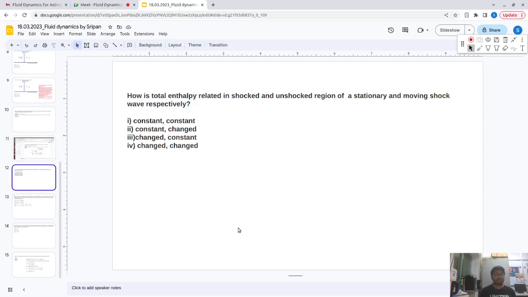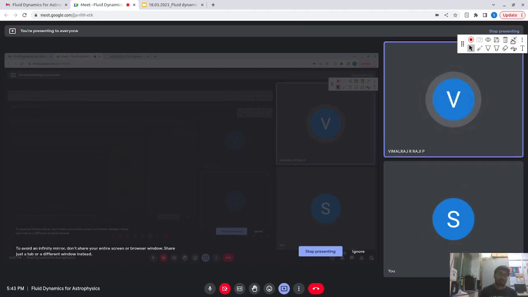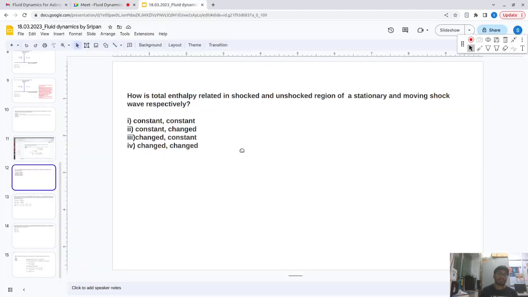Now the next question is, how is total enthalpy related in the shocked and unshocked region of a stationary and moving shock wave respectively? So Bimal, are you there? Yes, sir. Can you answer this question, at least for the stationary shock waves, how should the enthalpy change for the shocked and unshocked region?